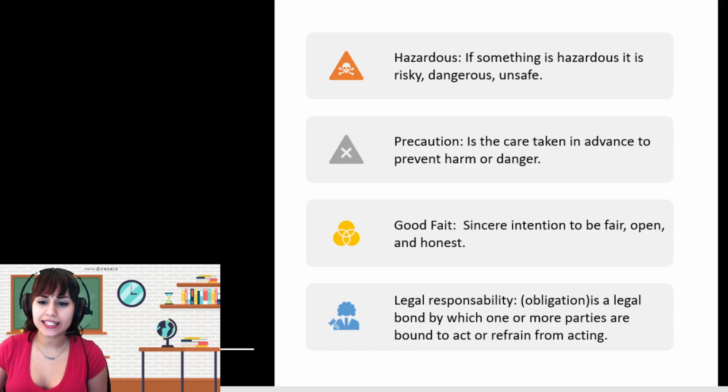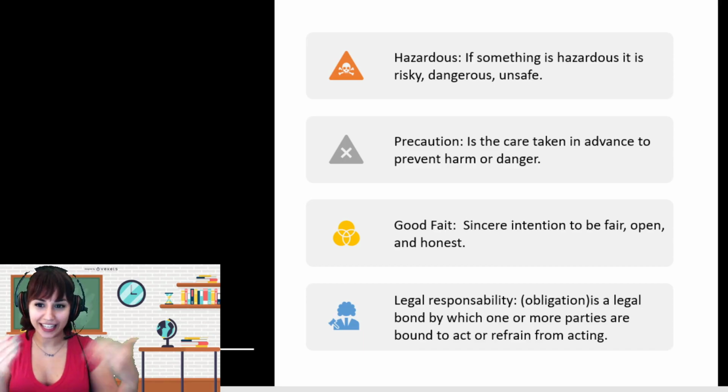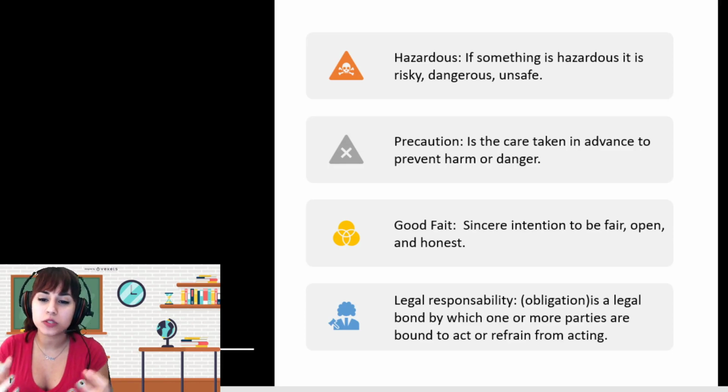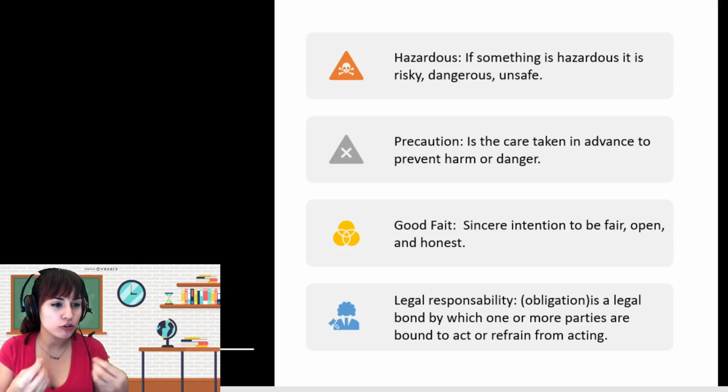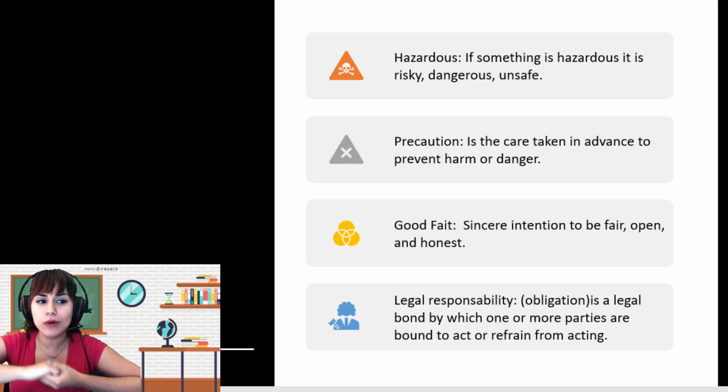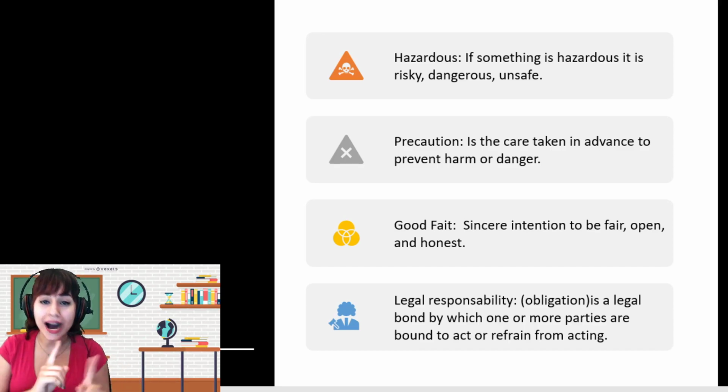The next one, it's legal responsibility. ¿Ok? So, if we were saying that liability is legal responsibility, so legal responsibility, it is liability. ¿A qué se refiere legal responsibility? Lo mismo, una responsabilidad legal. ¿Y qué podemos decir nosotros cuando estamos hablando de legal responsibility? An obligation, guys. Okay, so it's a legal bond, o sea, un lazo by which one or more parties are bound to act or remain from acting, ¿ok?